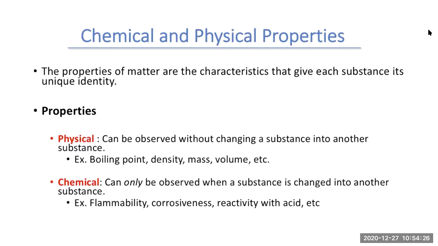So when you first look at the physical properties, that can be observed without changing the substance. So we can look at a physical property and not destroy our substance or lose it. Examples of physical properties are the boiling point, the density, the mass of an object or the mass of a substance, the volume it takes up. All those would be considered physical properties. They're properties we can look at, they're properties we can measure.